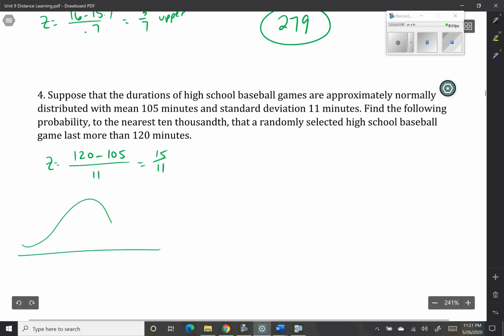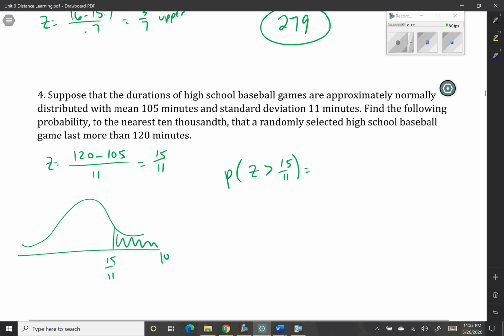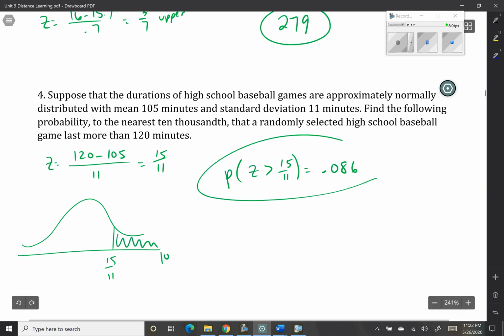So when we make my bell curve, I have 15/11. I want to figure out more than that. So the upper z-score is going to be 10. So we can find the probability that my z-score is more than 15/11. We could go second, normal CDF, make the lower number 15/11 and the upper number 10. So we get a 0.086 chance. Now it says find the probability, so we are done.